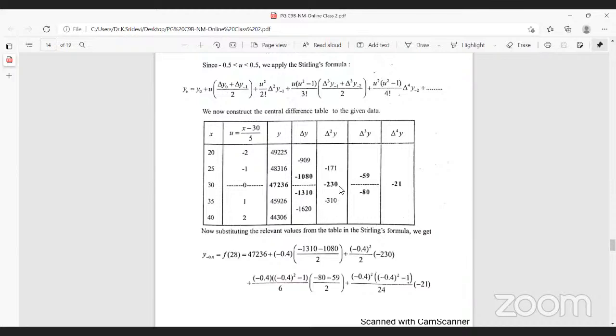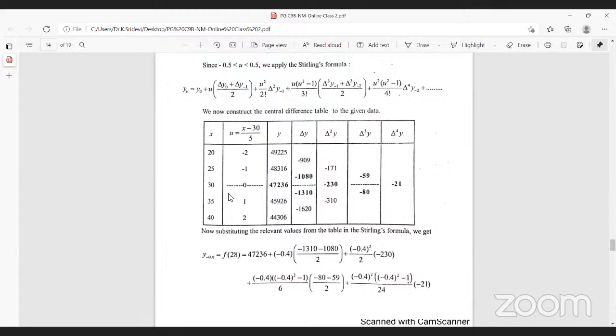Now, minus 230 minus of minus 171 is minus 59. Minus 310 minus of minus 230 is minus 80. So minus 80 minus 59 is minus 21. So this is the construction of the table.